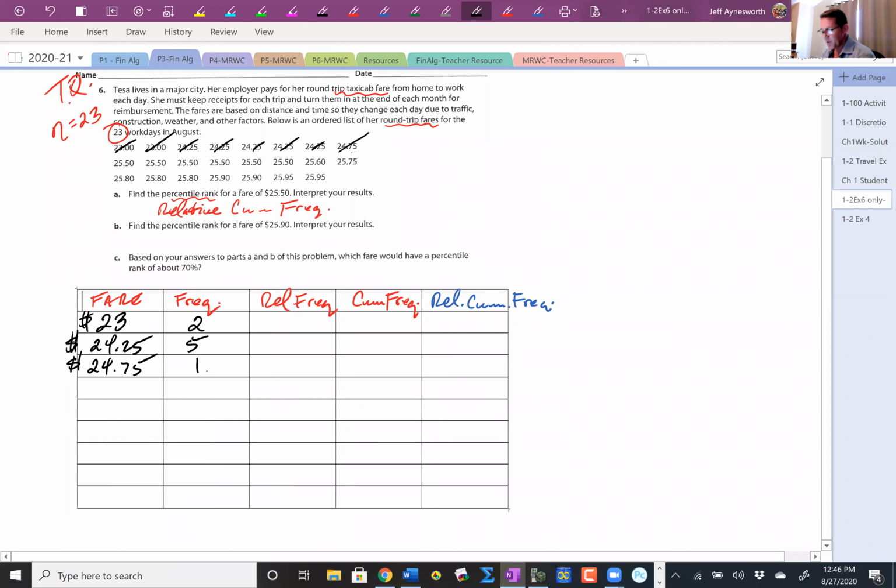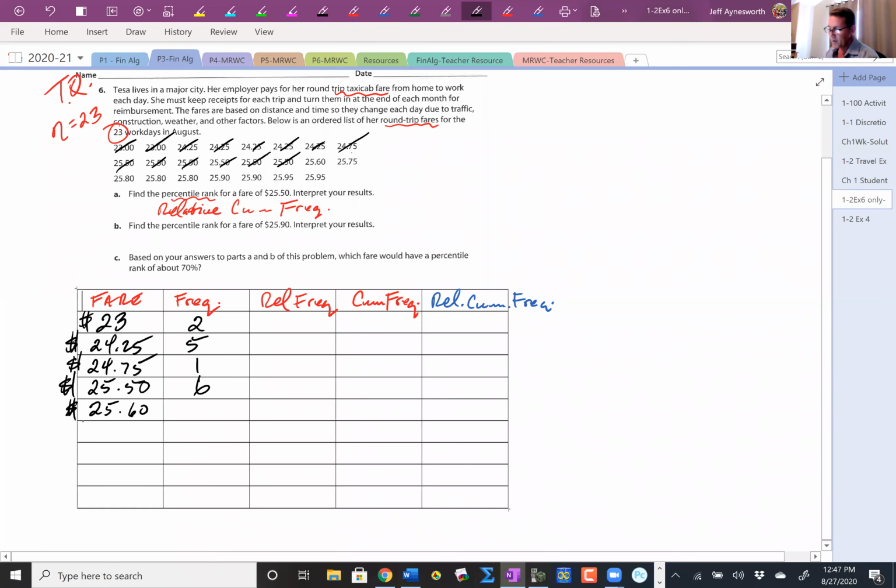Okay, and you just keep on doing this. You write down how many fares of that type you have, and that's the first thing you do in a frequency table. So frequency means the number of times it occurs. The next fare is a $25.50 fare. We're going from low to high here. How many times does it occur? What do you guys see? What's the frequency on that? There we go, Elijah. Very good. 6. So 1, 2, 3, 4, 5, 6.